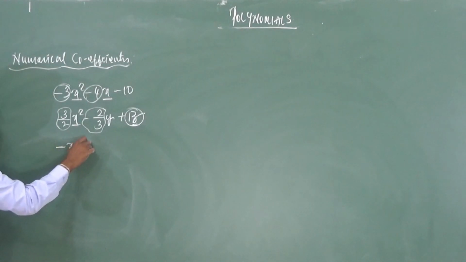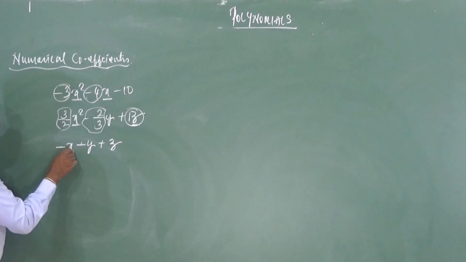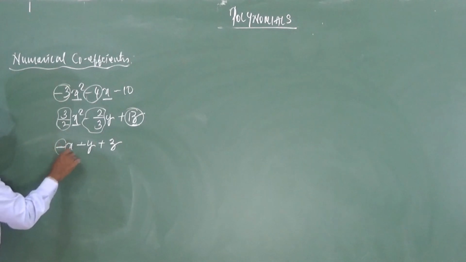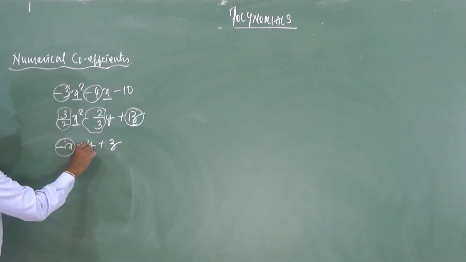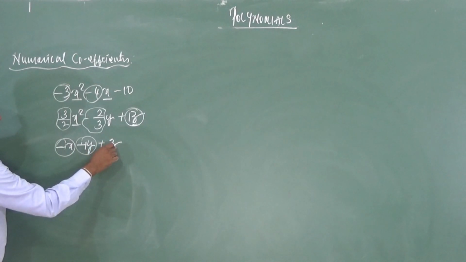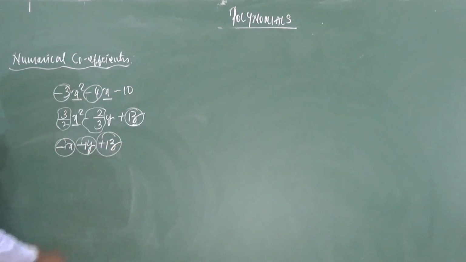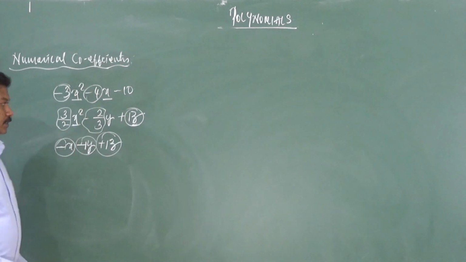Minus x minus y plus z. So it's an algebraic expression. What is the numerical coefficient of x? It is understood to be minus 1. What is the numerical coefficient of y? It is minus 1. It is understood there. And what is the numerical coefficient of z? It is plus 1. It is understood. So we need this understanding to learn polynomials better.